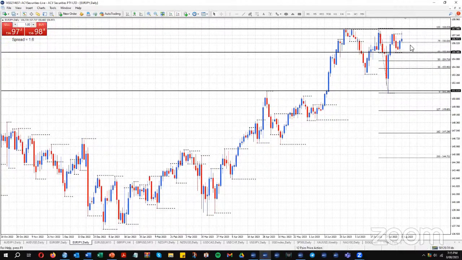All right, as I said last week, I showed a nice little 4-hour head and shoulder pattern setting up here to trade down to support.